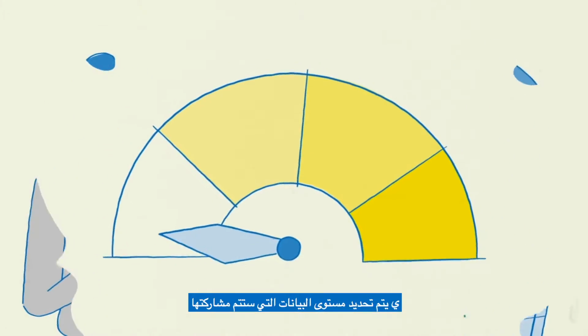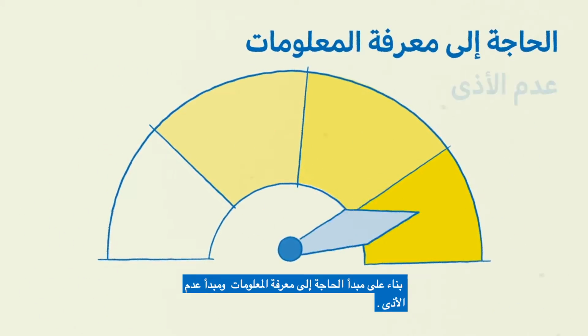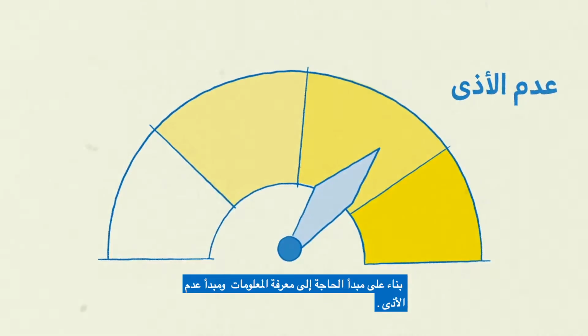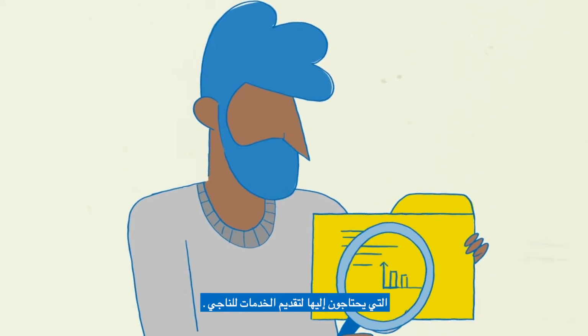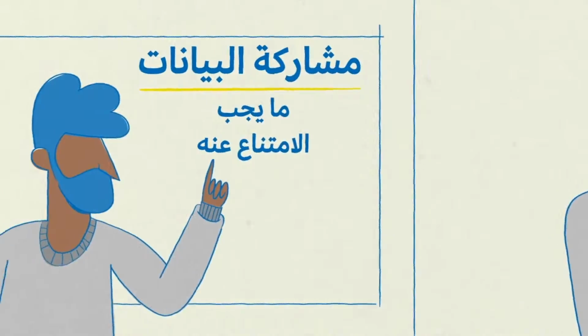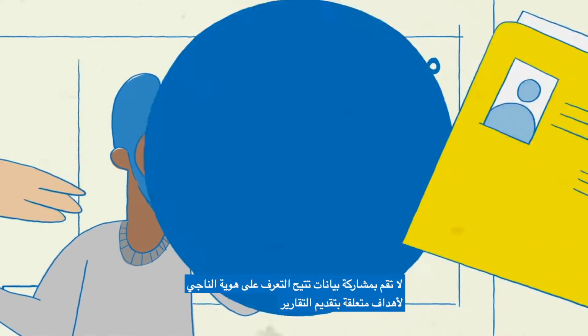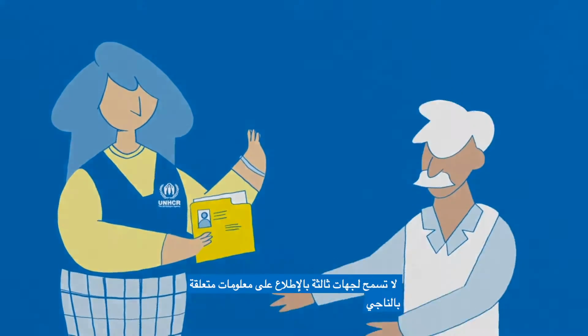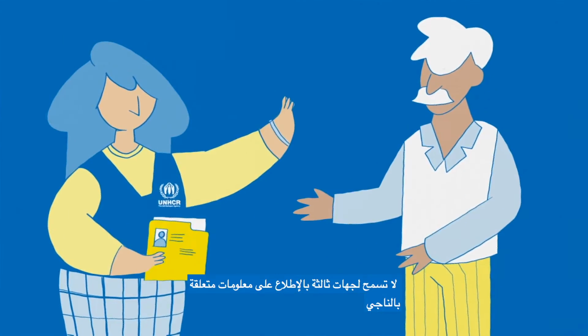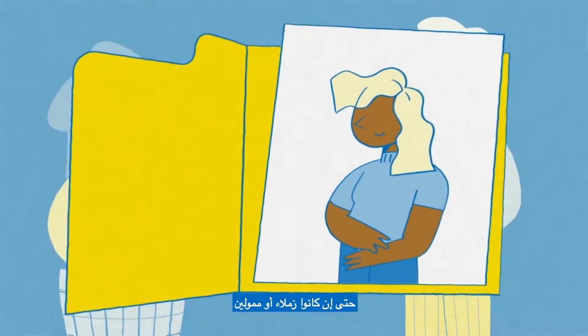The level of shared data is determined by the need to know and do no harm principles. Make sure that service providers only receive information they need to provide services to the survivor. Do not share identifiable survivor data for reporting purposes. Do not let third parties consult survivors' information, even if they are colleagues or donors.